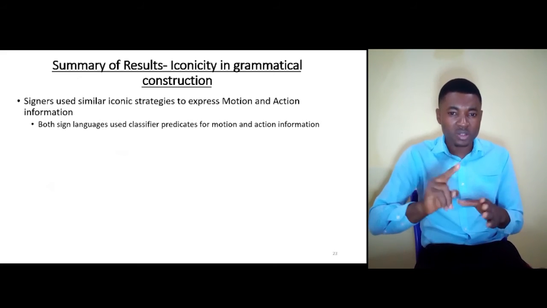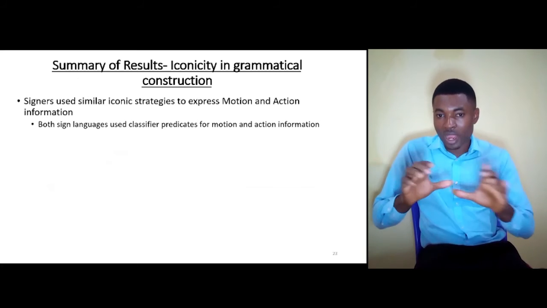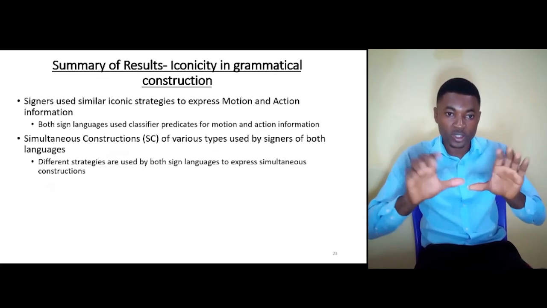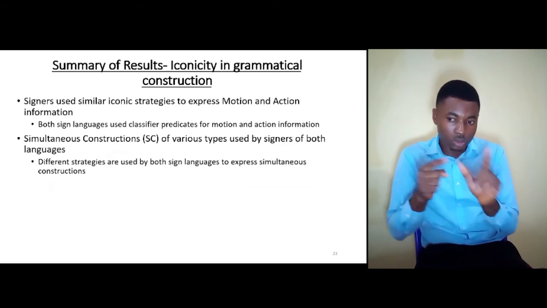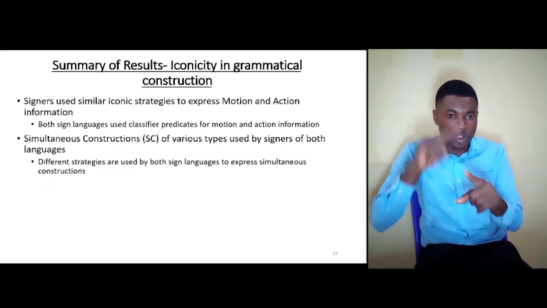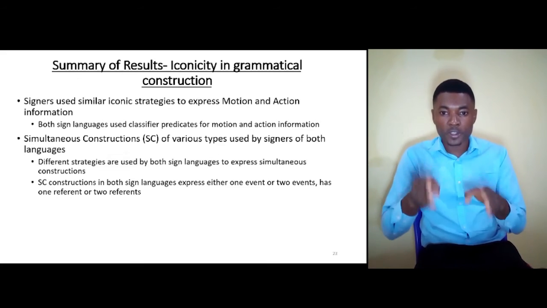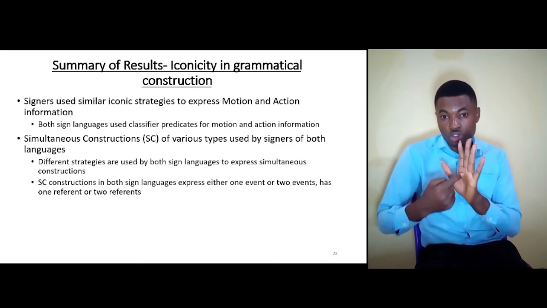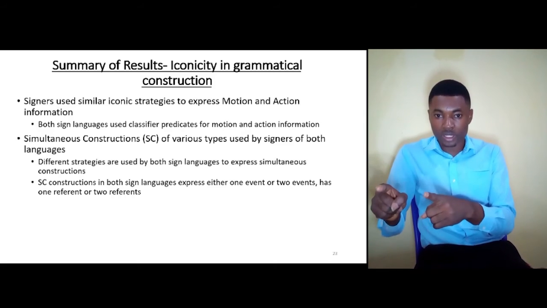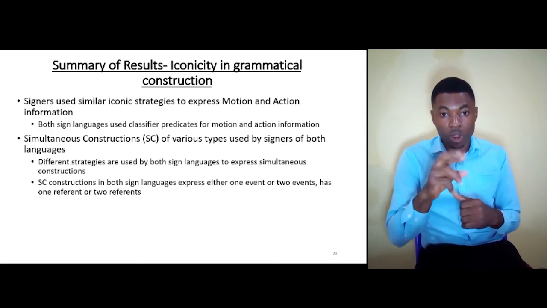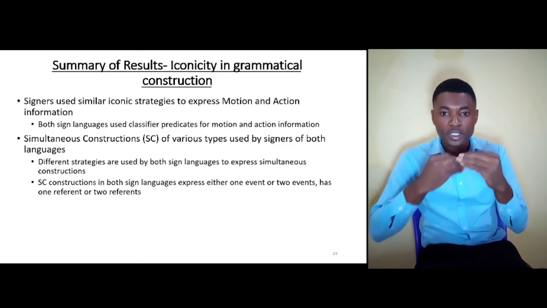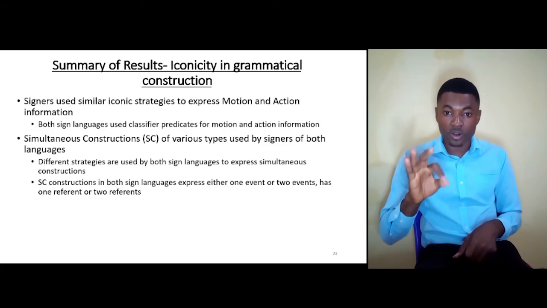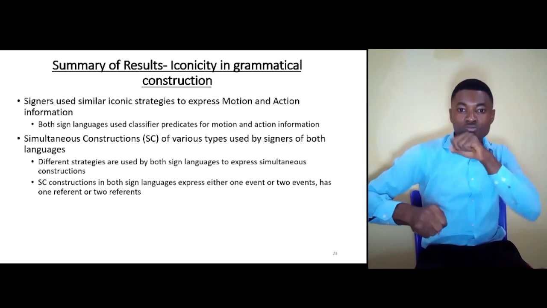When we move on to the iconicity in grammatical construction, we identify that signers use similar iconic strategies to express action and motion. That is, both sign languages use classified predicates for motion and action. And we also identify simultaneous constructions of different types used by both signers, and the simultaneous constructions of different types either express one event or two events, had one reference or even two references. So one reference is boy eating pear and playing tennis at the same time, and two references is the man was dragging the goats. So we see the man himself and the goats as well.